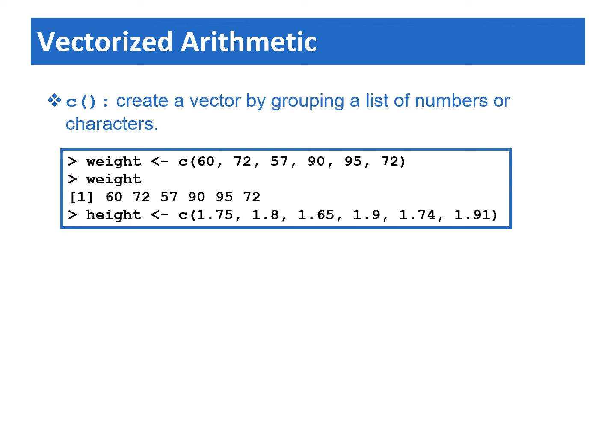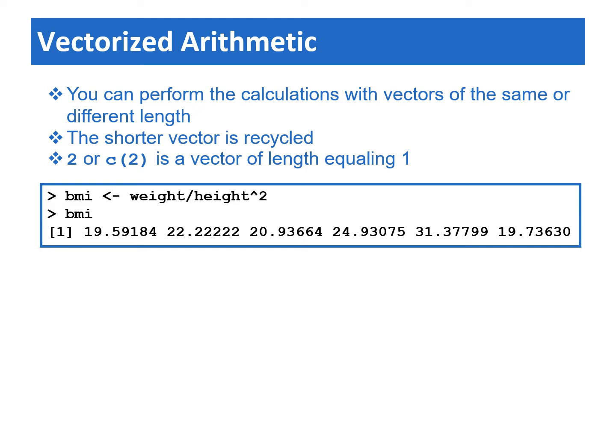The most important type of an R object is the vector, which can be constructed by using the c function. For example, both weight and height vectors are created by using the c function. Function arguments need to be separated by commas. Once weight and height vectors are created, we can perform the calculations between these two vectors. Most of the time, we can perform calculations between vectors of the same length.